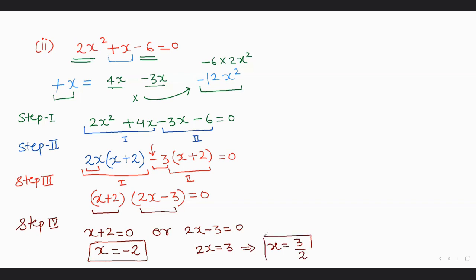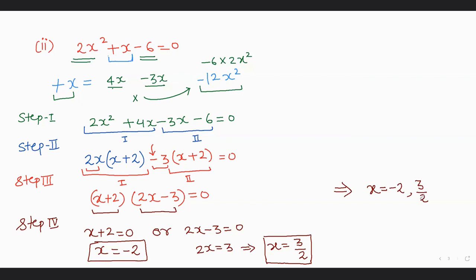So this is the answer for question 1 part 2. It means we have two roots, that is x equals minus 2 and 3 by 2.